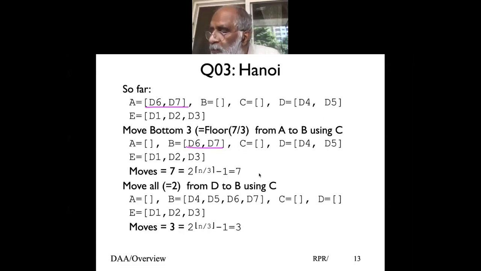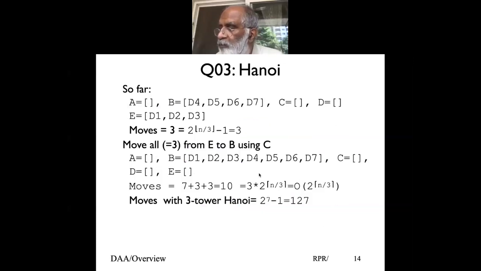Then I'll move this D4, D5 on top of B. So D4, D5, and D6, D7, and finally, I would move the D1, D2, D3 to that. So when I move D1, D2, D3, this is what I'll get. So this many moves are my total moves.